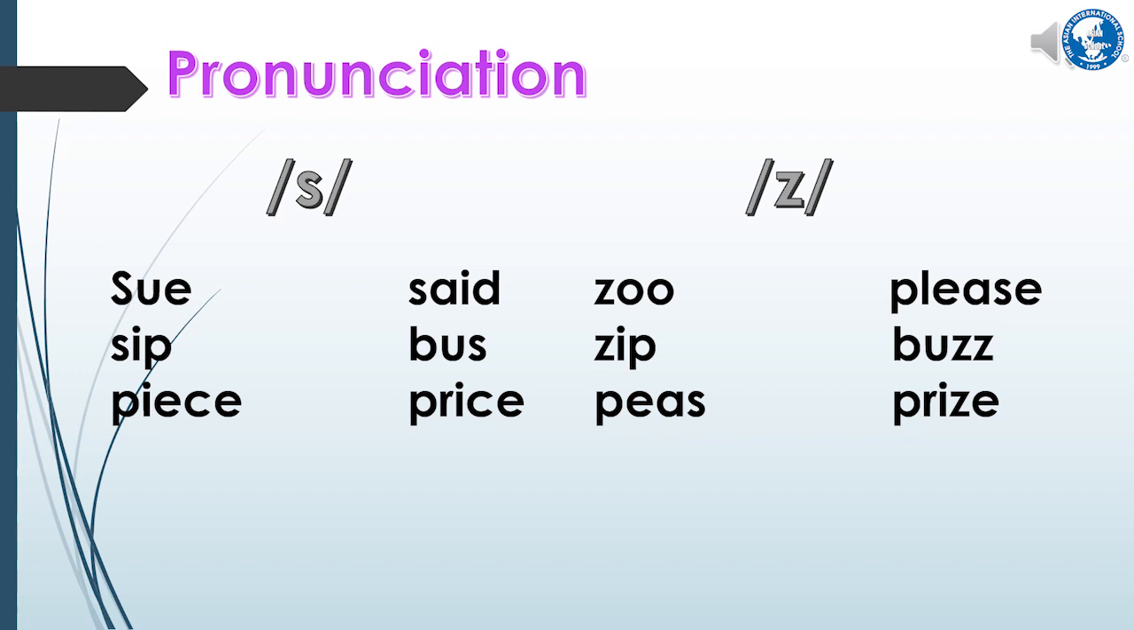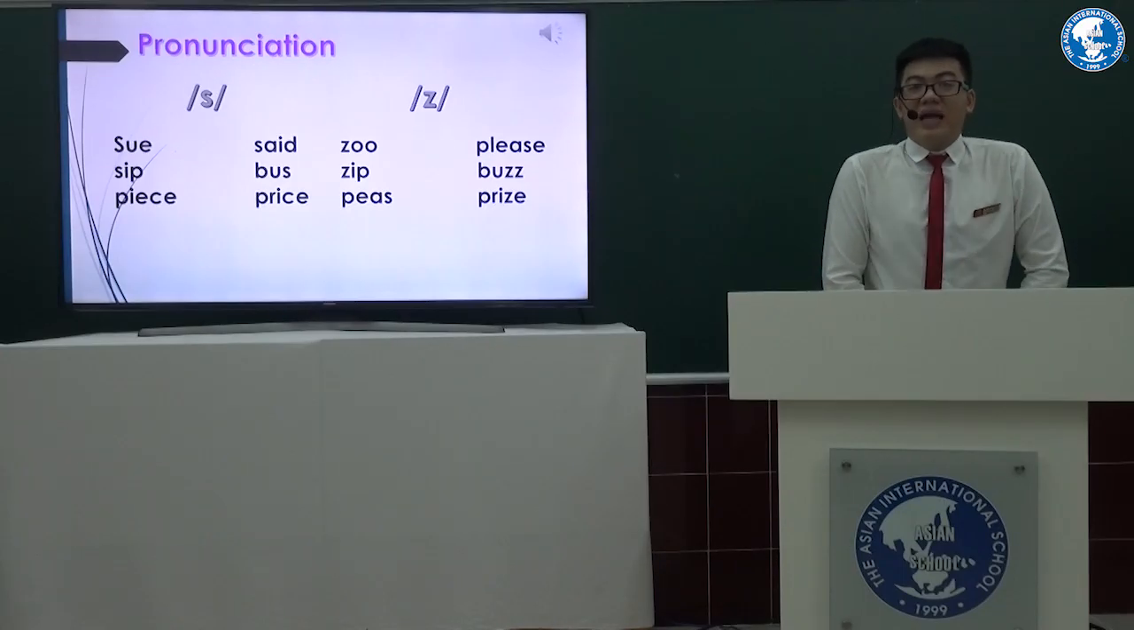Unit 12. Pronunciation. Listen and repeat. S, sue, sip, peace, said, bus, price, z, zoo, zip, peas, please, buzz, prize. Now, listen and repeat after me.